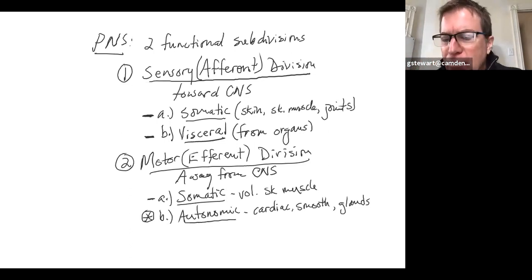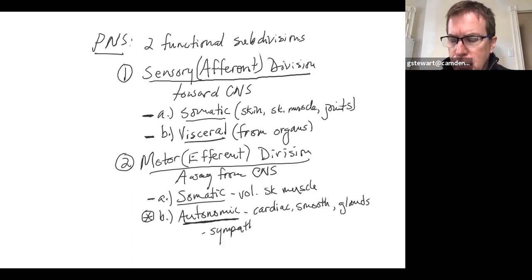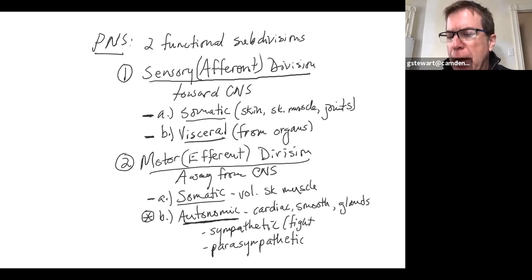Now, to make things even more confusing, there are subdivisions within the autonomic nervous system. And those two subdivisions are called, you might have heard these words before, sympathetic and parasympathetic. I'm not going to go into the details of these right now. Sympathetic, always think fight or flight. It's a survival response when we are really stressed out.